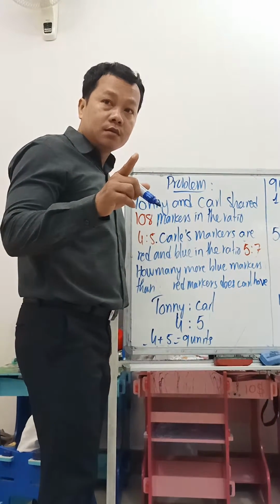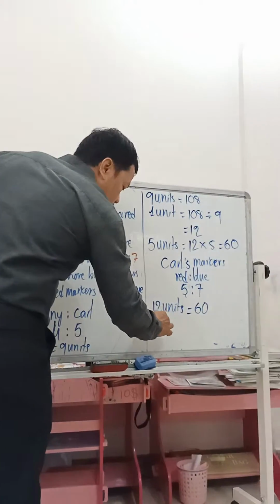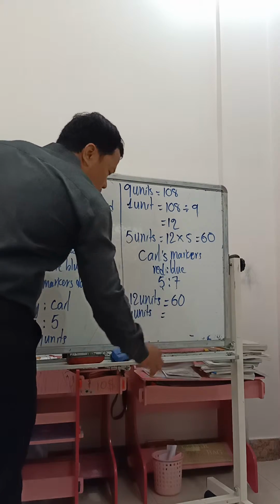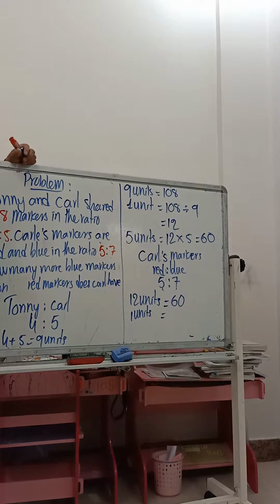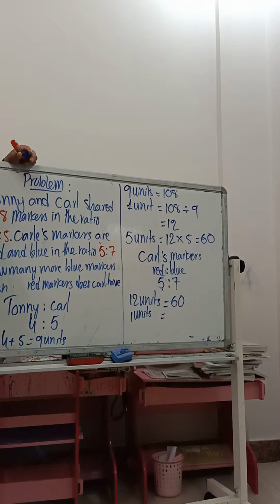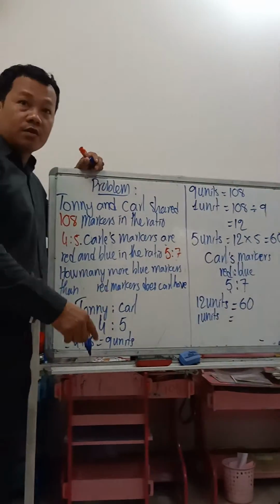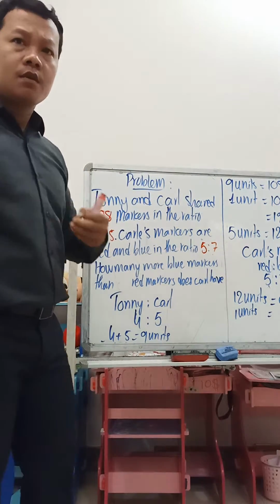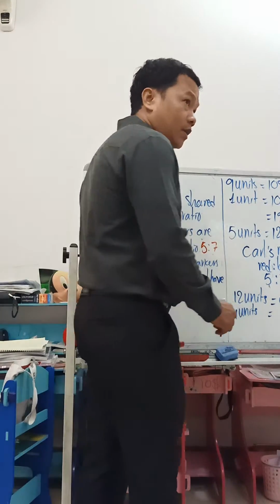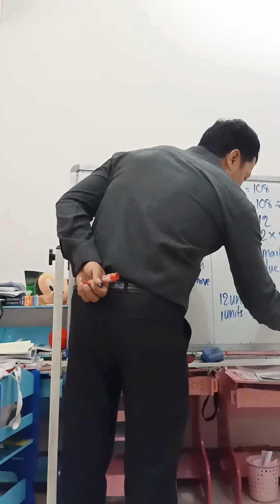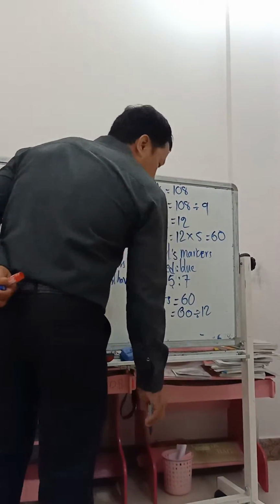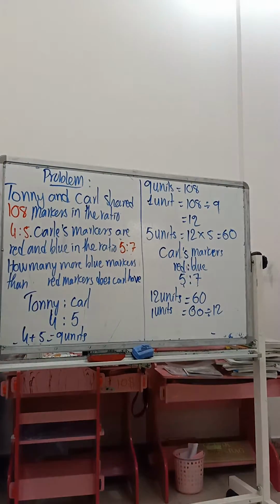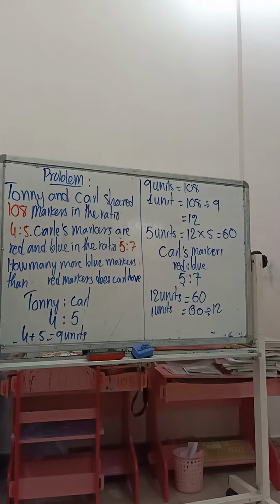So 1 unit equals what? How do you do it? 12 units equal 60. 1 unit equals what? How do you do it? Divide. Divide what? 60 divided by 12 equals what?